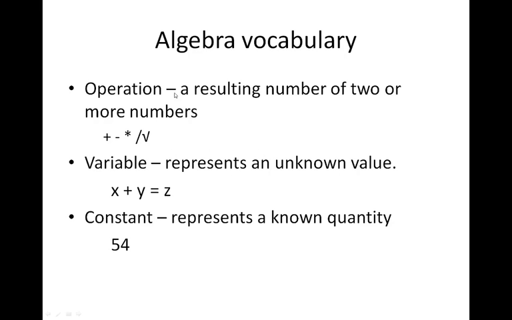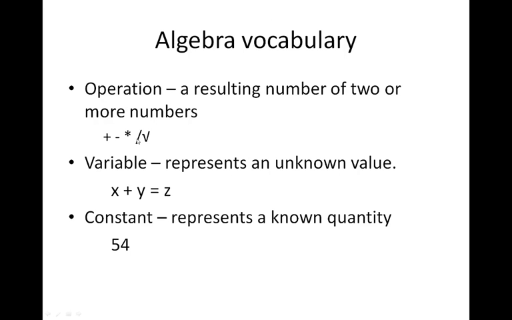An operation gives a resulting number from two or more numbers. So if I have x plus y, x minus y, x times y, we use the asterisk a lot to designate multiplication in algebra. We don't use x like you were taught in elementary school, because x is a variable in algebra. You don't want a whole bunch of x's running around when you mean multiplication, and a bunch of x's when you mean a variable. It just gets really confusing really fast.